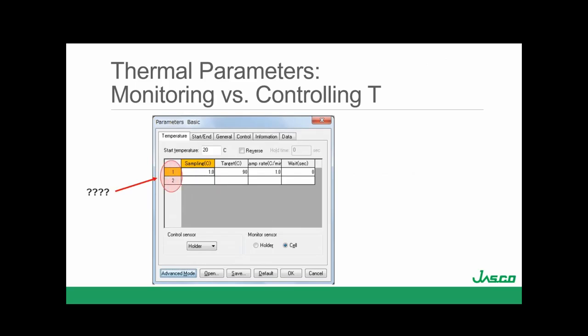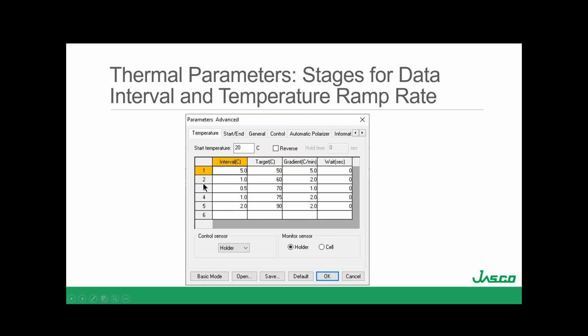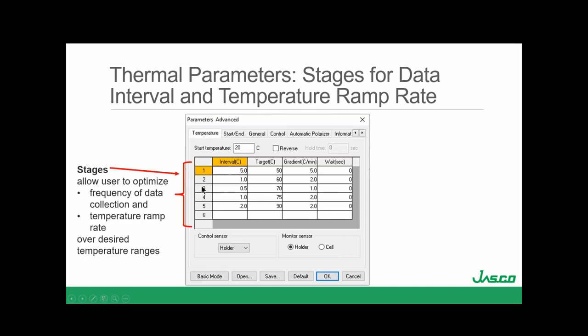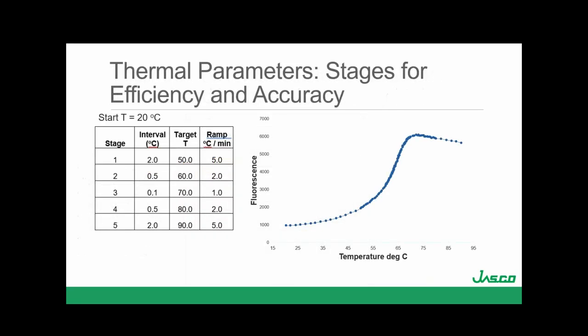Now, we kind of skipped over this earlier. You may have been wondering what these extra rows were for. Well, this is the exciting part. You can set up stages. And these stages allow the user to optimize the frequency of data collection and the temperature ramp rate over specific desired ranges. So let's take a closer look.